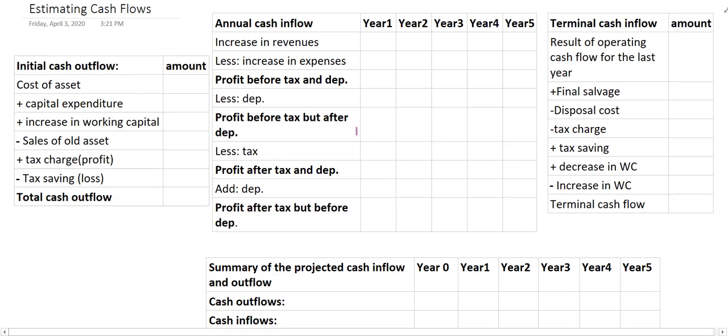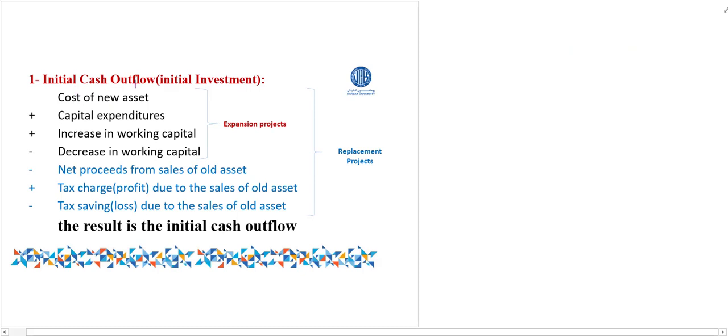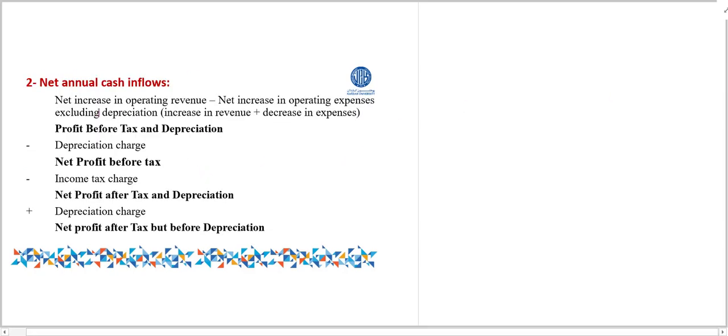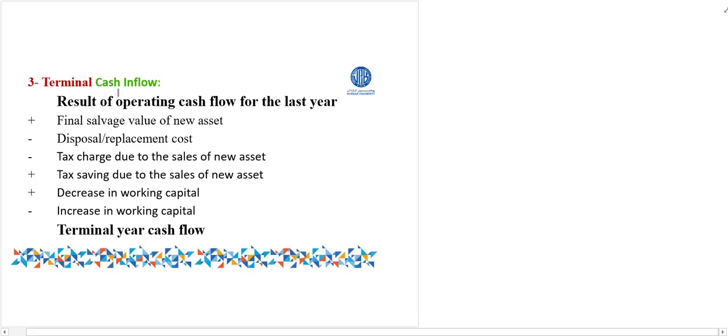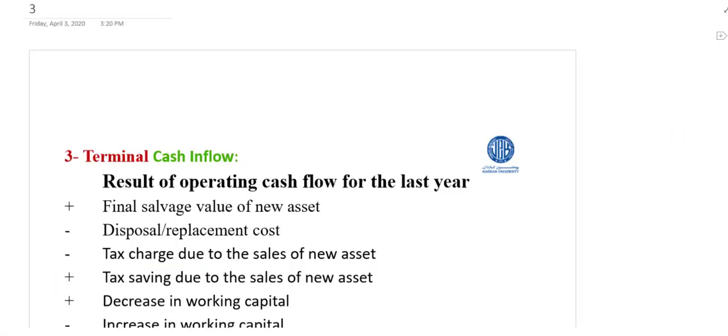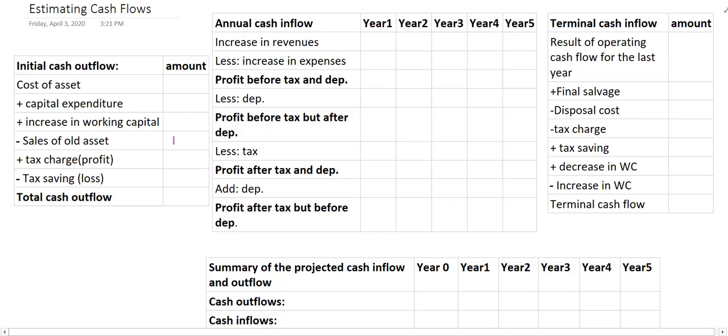See, for this purpose, if you remember at the beginning, we said there are three formulas. One formula for calculating the annual cash outflow, and this was the formula. Second was for the net annual cash inflow, and the last one was for the terminal annual cash inflow. So in order to reduce the time for calculation and of course recording in the video, I have drawn the format basically here.